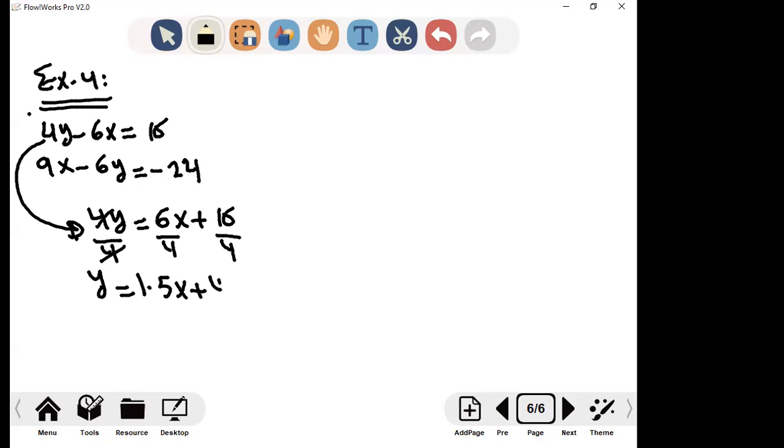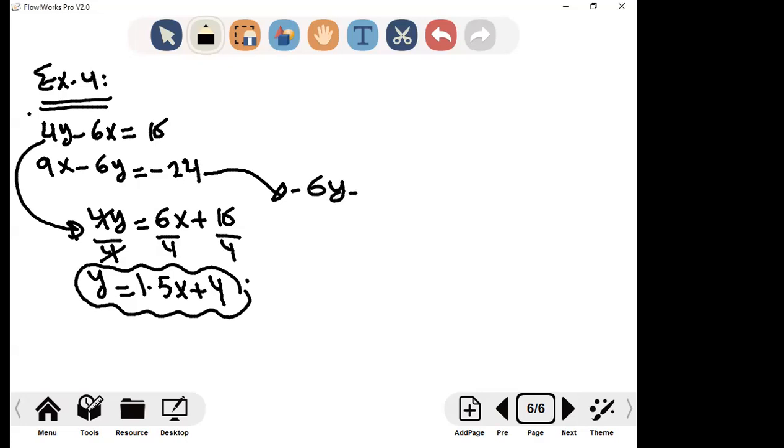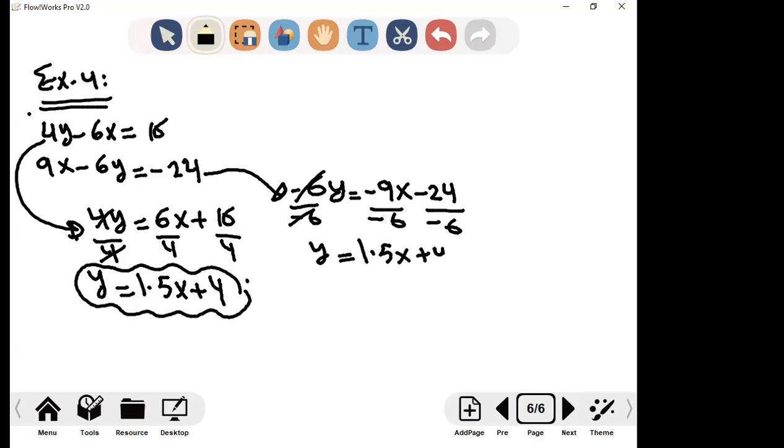1.5x plus 4. Keep this in mind. Go to the second equation now. Shift the 9x, divide by negative 6, right? So negative 6y equals negative 9x, divide by negative 6. Y will be 9 divided by 6, 1.5, positive, right? 1.5x plus 4. Now look here.